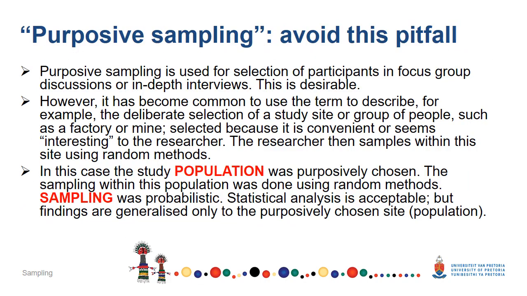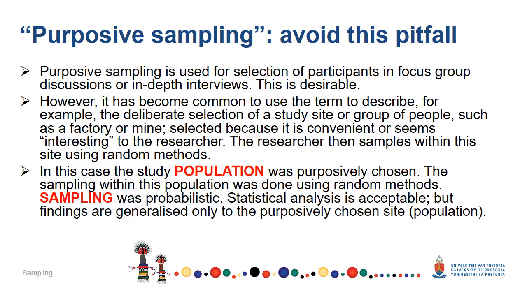Purposive sampling is very useful for people who are doing certain kinds of qualitative research, such as focus group discussions or in-depth interviews. This is the desirable way in which to identify participants in such a group. But it's become quite common for people to use the term to describe, for example, if you decide that, oh, I'm going to do a study in 3 factories because I think they're fairly typical factories, or they're close to where I live, or whatever. And then people say, oh, that's purposive sampling. In fact, this is not correct.